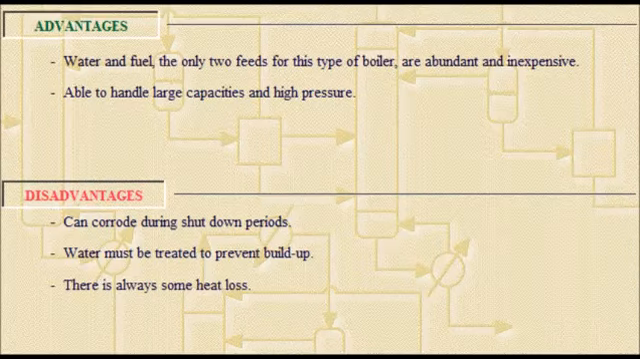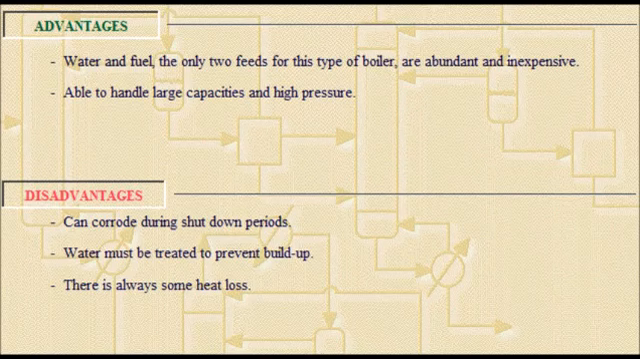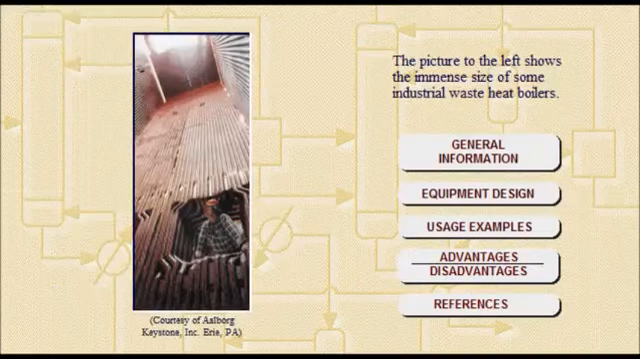Water and fuel, the only two feeds for this type of boiler, are abundant and inexpensive. It can handle large capacities and high pressure. But it corrodes during shutdown periods, and water must be treated to prevent buildup. There is always some heat loss. Water tube boilers can be immense in size, as shown.